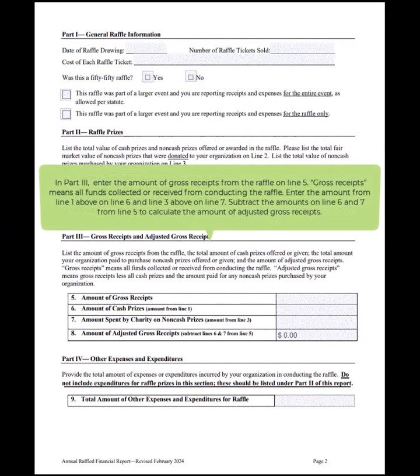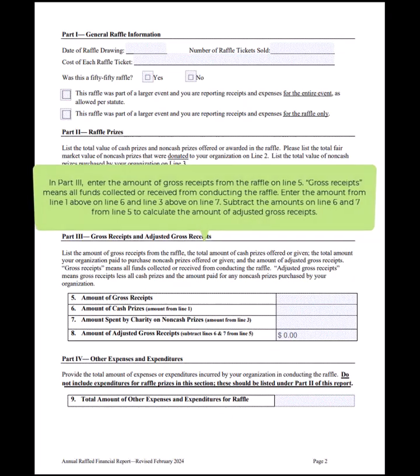In Part 3, enter the amount of gross receipts from the raffle on line 5. Gross receipts means all funds collected or received from conducting the raffle. Enter the amount from line 1 above on line 6 and line 3 above on line 7. Subtract the amounts on line 6 and 7 from line 5 to calculate the amount of adjusted gross receipts.